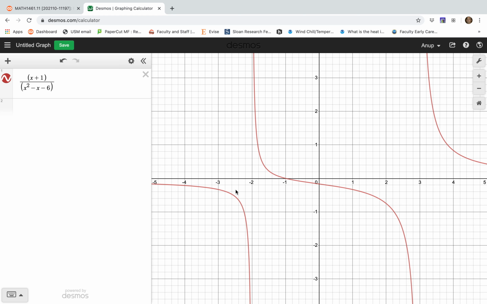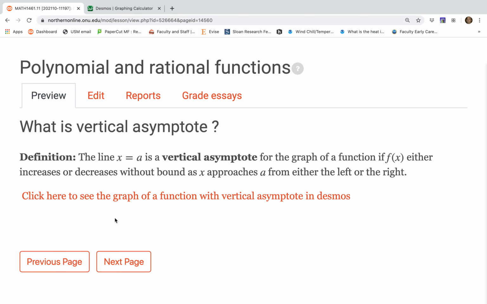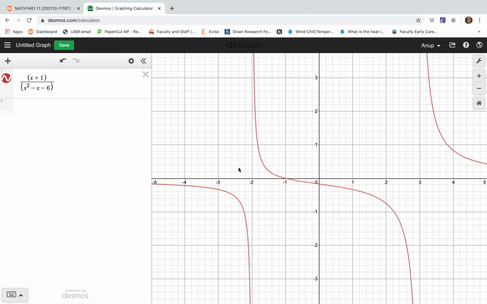So we have some interesting feature here. The line x equal to a is said to be a vertical asymptote for the graph of the function if f of x either increases or decreases without bound as x approaches a from either the left or the right. That's exactly the same situation we are having here, right? Let's assume x equal to -2 is one of the straight lines here. I can construct that if you want to look into the graph.